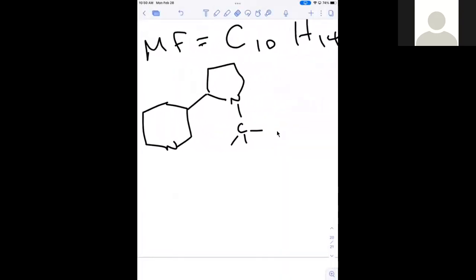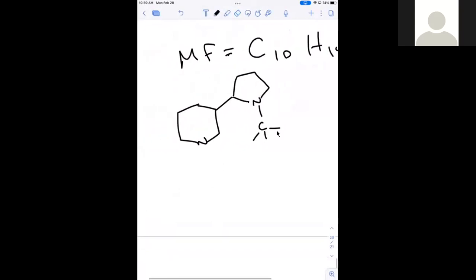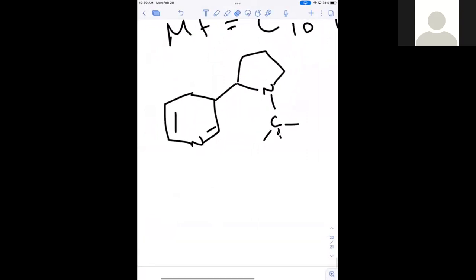Let me fix that up. Looks kind of sloppy. All right, so then we got double bonds in here. Boom, like that. Come on, Russell. Here. And again, every one of these carbons has 1 hydrogen on it. All of these are hydrogens. There are 2 hydrogens on this carbon.